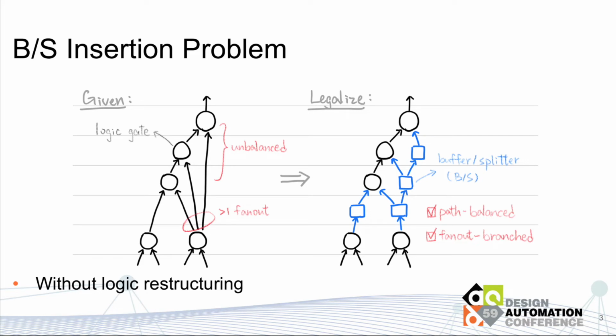The buffer insertion problem is defined as follows. Given the logic circuit on the left, where the circles are logic gates, we can see that there is a gate with multiple fan-out, and there are some paths of different lengths. Without considering logic restructuring, which means without changing the interconnection between logic gates, we would like to insert buffers to legalize the circuit, fulfilling both the path balancing and the fan-out branching constraints.